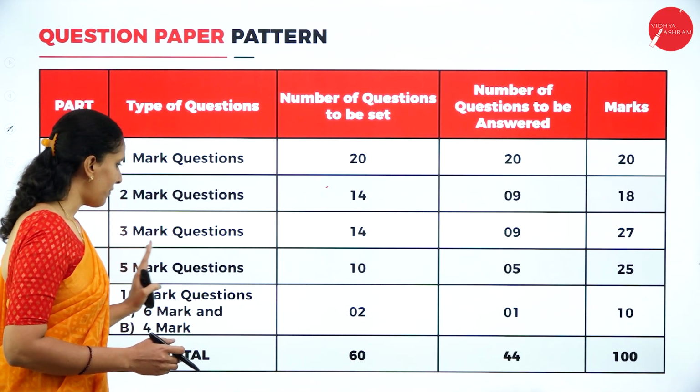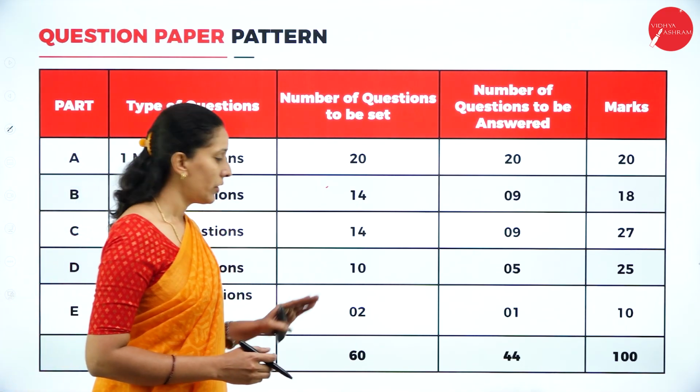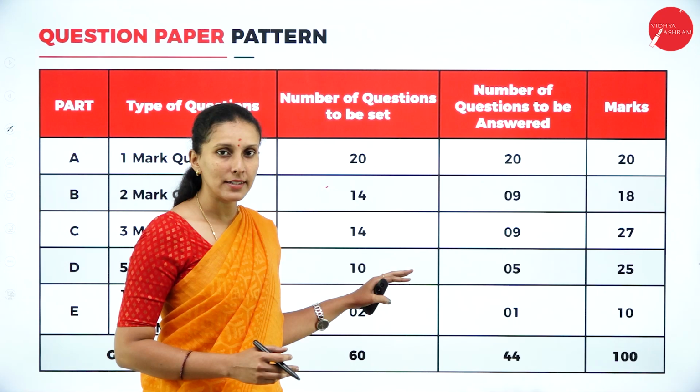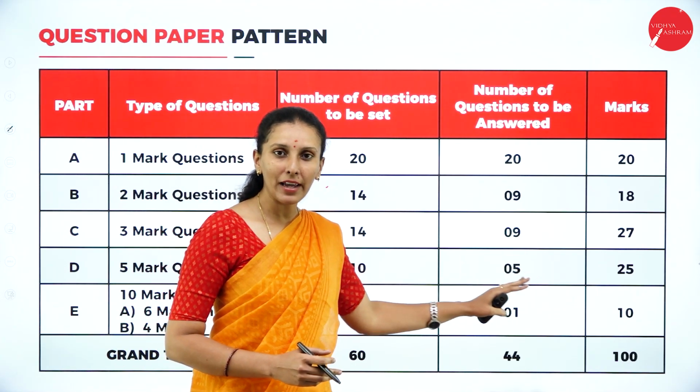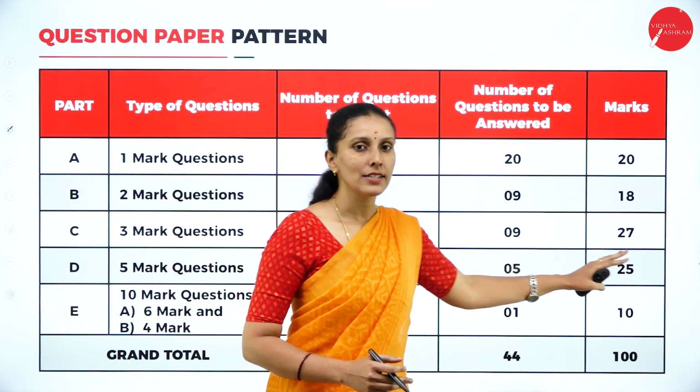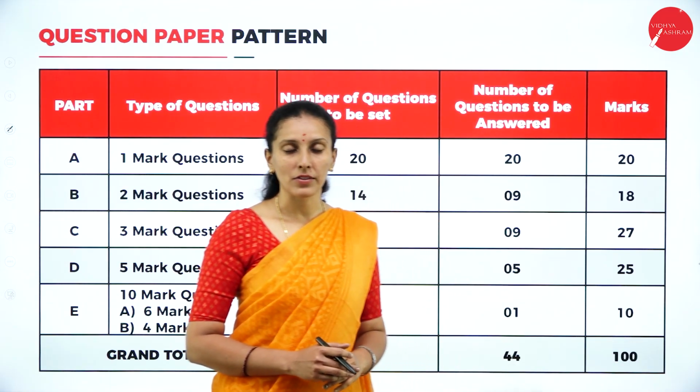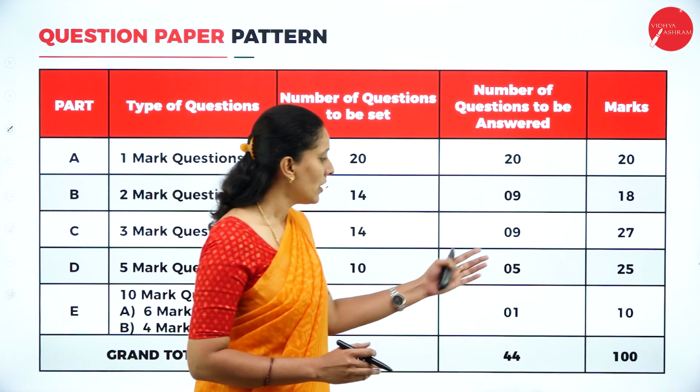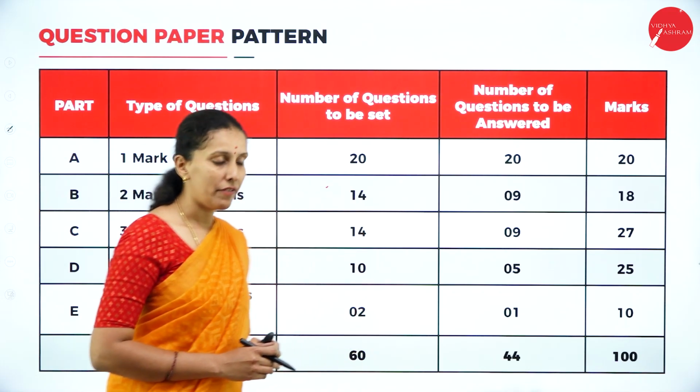Part D contains 5 mark questions. You will be given 10 questions to answer. You are supposed to answer only 5 out of 10. So that is 5 fives are 25 marks. Each question carries 5 marks. So 5 questions, 25 marks.